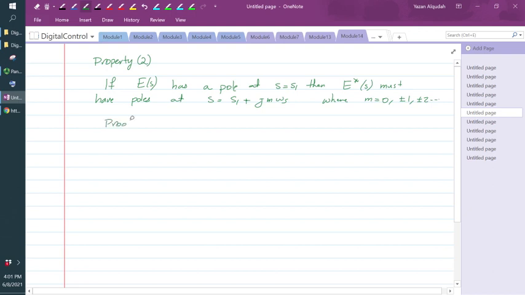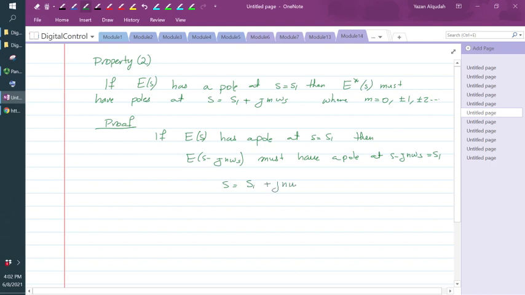And to prove that, if E of S has a pole at S equal to S1, then E of S minus j multiplied by n multiplied by omega S must have a pole at S minus j multiplied by n multiplied by omega S. And this is the same as saying, if I call this S1, S is equal to S1 plus j multiplied by n multiplied by omega S.